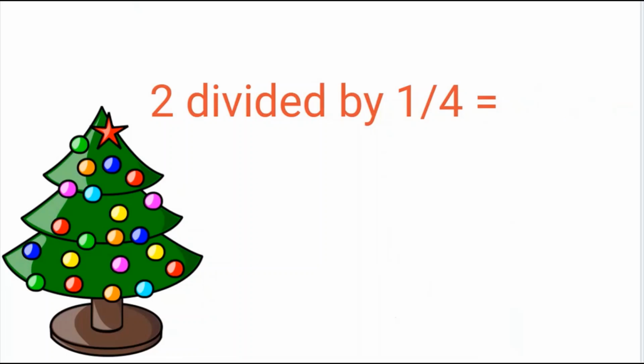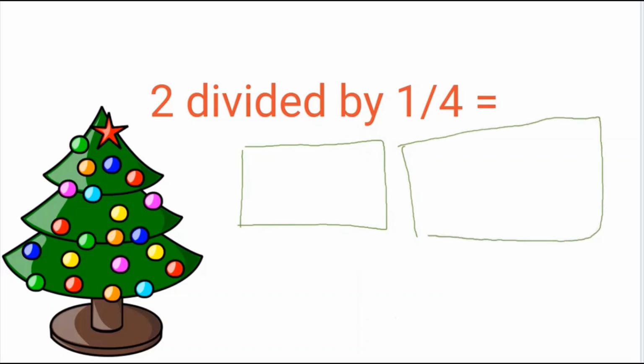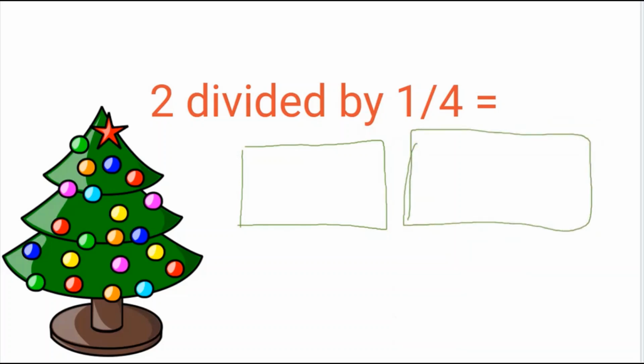Our first problem is 2 divided by 1/4. The first step is to look at the first number in the problem. Since the first number is 2, we are going to draw 2 rectangles. And you only want to do this strategy when the dividend is a whole number. If you use this when your dividend is a fraction, then it won't work.